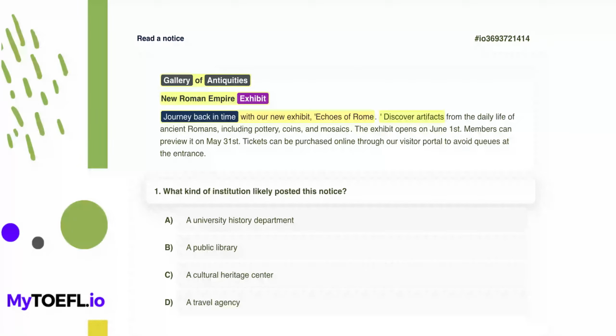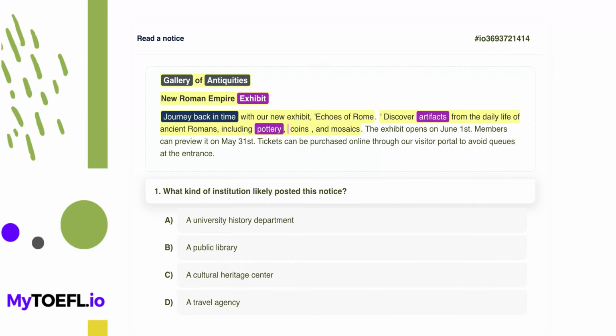Discover artifacts from the daily life of ancient Romans, including pottery, coins, and mosaics. The next sentence tells us exactly what we will see. The most important word here is artifacts. Artifacts are objects made by humans, typically of cultural or historical interest. The text lists examples of these artifacts. Pottery, which are pots and dishes made of clay, coins, which is money used in the past, and mosaics, which are pictures or patterns made from small pieces of colored stone or glass. This detail confirms we are dealing with a historical display.